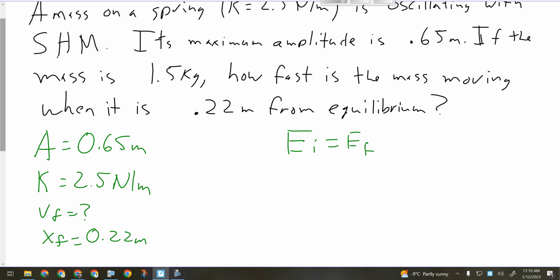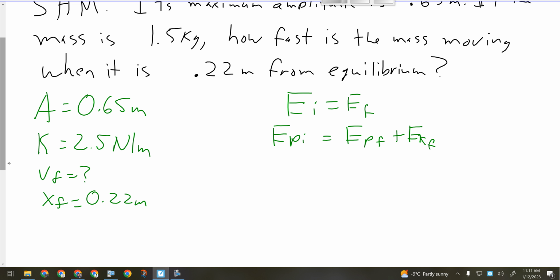knowing that my initial energy is all potential. And that at the end, I have a little bit of both, because I'm not at equilibrium at the end. So I am looking for how fast it's going, which is part of the kinetic energy final. So I want to subtract the final potential over to the other side before I start putting in any formulas.